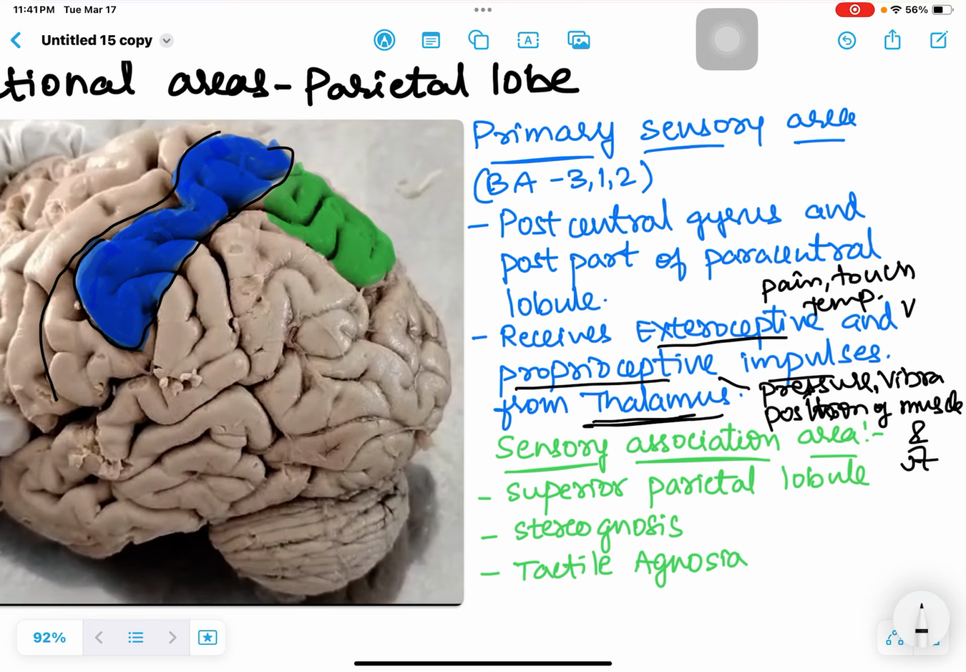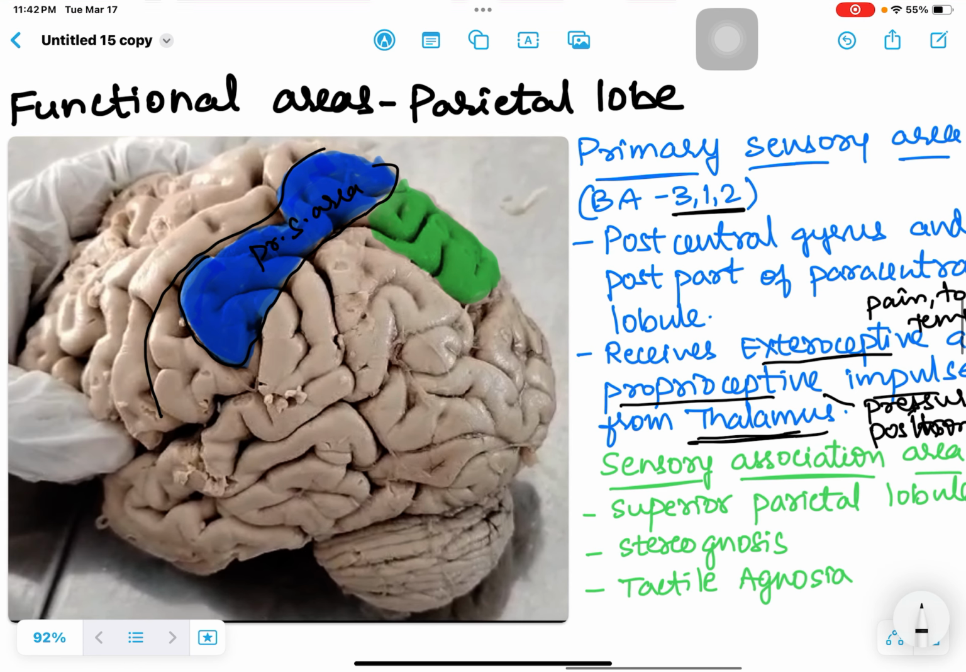This sensation goes through the VPL, ventroposterolateral, and ventroposteromedial nucleus, and they relay into the primary sensory area. So this is the primary sensory area, Brodmann's areas 3, 1, 2. When there is damage to this area, the patient will be unable to perceive pain, touch, temperature, pressure, vibration, or position of muscle or joint, that is proprioceptive and exteroceptive impulses from the opposite half of the body. Motor and sensory representation is of the opposite half of the body. So if right side damage occurs, there will be an effect on the left side.